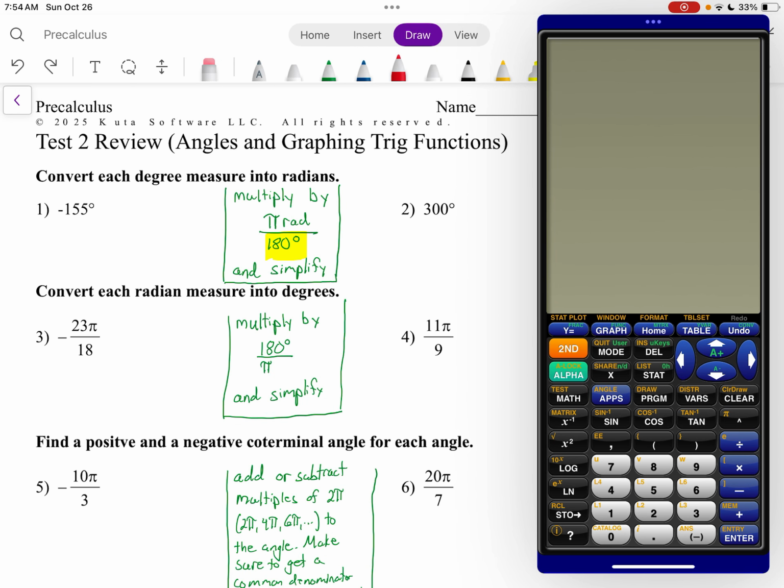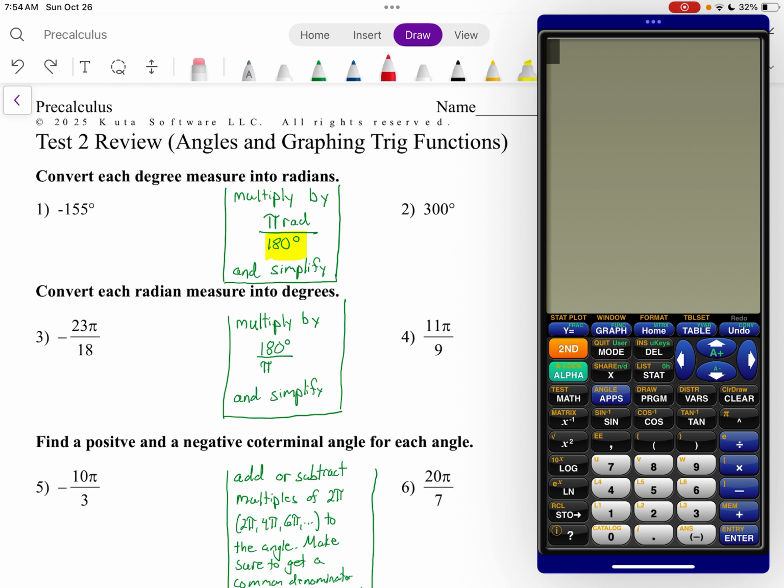We're going to work through our test 2 review over angles and graphing trig functions. So number 1 and 2 says convert each degree measure into radians. Here in the middle, I put what we're supposed to do. The reason we're supposed to multiply by pi over 180, that's our unit multiplier.